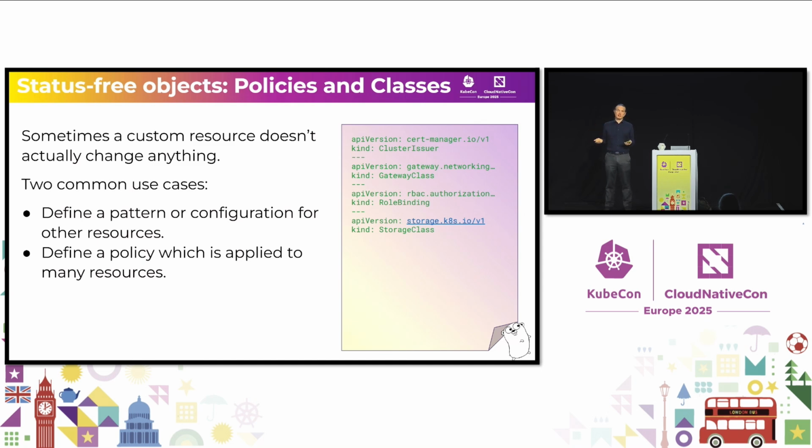Similarly, if you have policies, like a role binding, that gives permissions, but it doesn't really have a status of its own. It just tells the Kubernetes control plane, hey, here's a thing that should be granted.